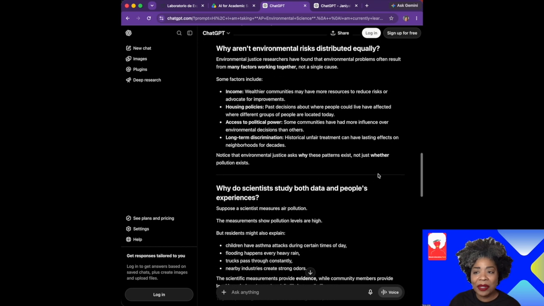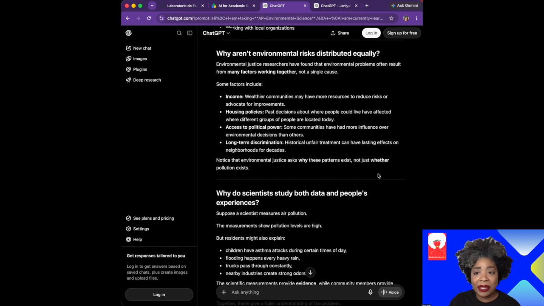Why aren't environmental risks distributed equally? Environmental justice researchers have found that environmental problems often result from many factors working together, not a single cause. Some factors include income. Wealthier communities may have more resources to reduce risks or advocate for improvements.